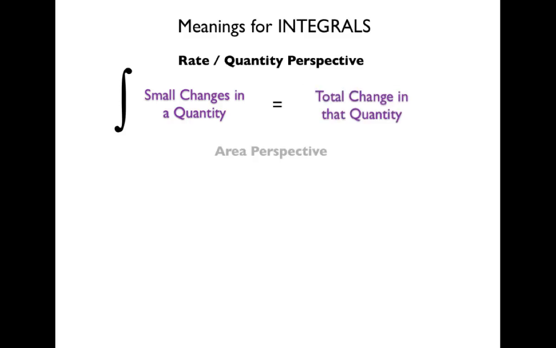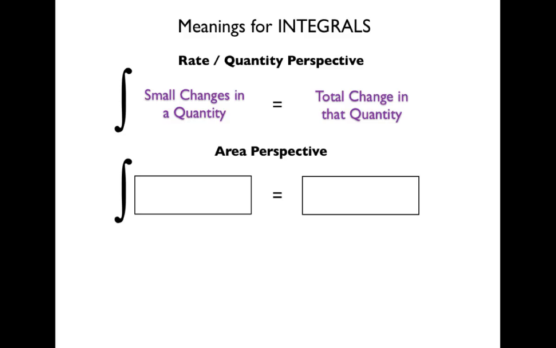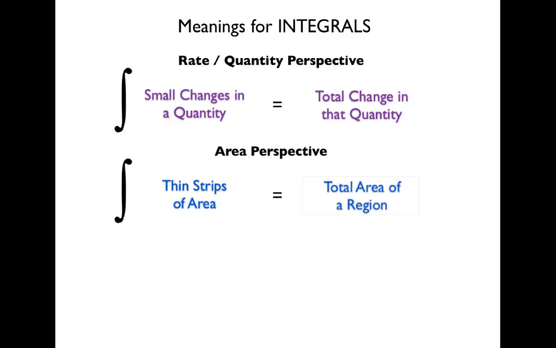Okay, and then in the last couple of days we've been doing the area perspective. So how would you fill in the blanks here? Integral of what gave us what? Areas under the curve. What kind of areas under the curve? We integrated small changes. It was like the areas of the little strips, right? Thin strips of area was what we integrated up, to get the total area of a region.